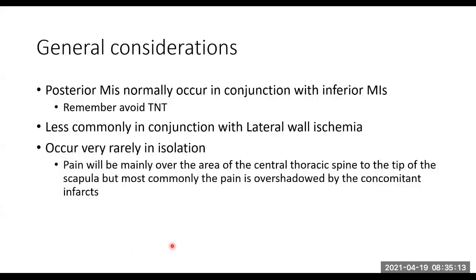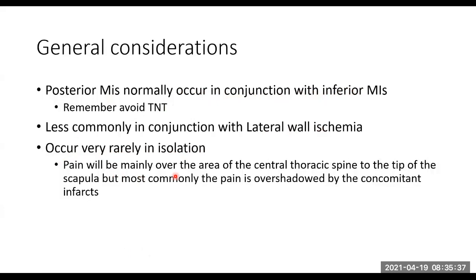So let's just remember some general considerations. We're almost finished. It's not a long one today. Like we said, posterior MIs normally occur in conjunction with inferior MIs, so we avoid TNT for the reasons that we mentioned last week, and less commonly in conjunction with lateral wall ischemia. And they occur very rarely in isolation. But what happens when they occur very rarely in isolation?